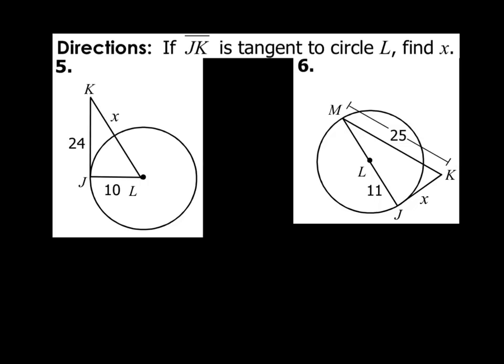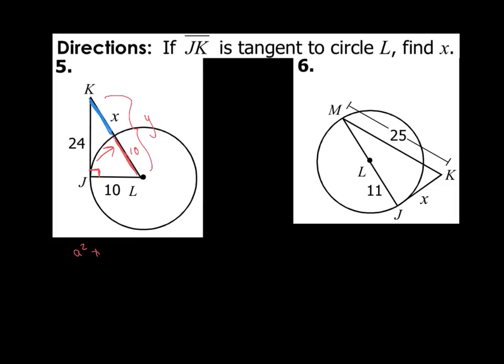Now, number 5 creates a unique situation. X is referring to this piece over here. And I have this other section over here that I know is worth 10. What we could do is just ignore that for a second and just call the whole thing y. This is where our right angle is, making y our hypotenuse.